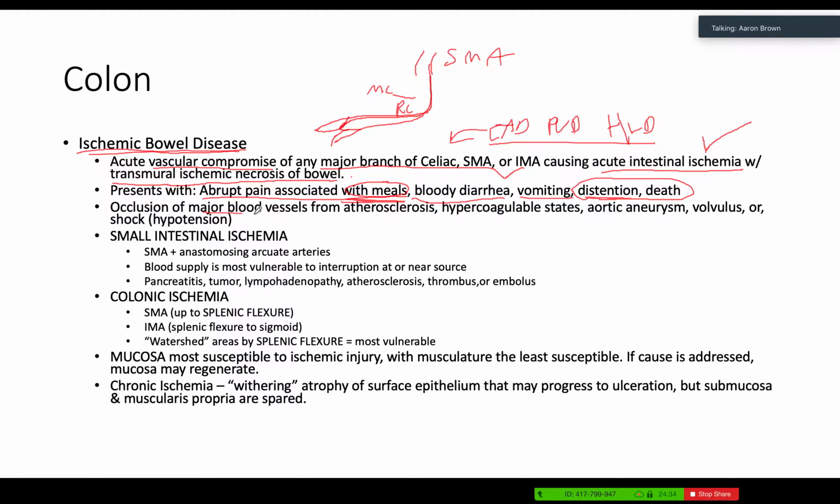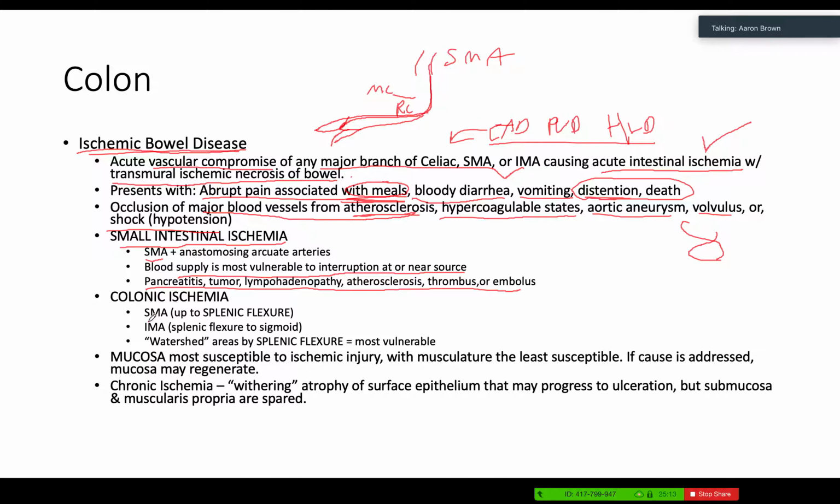We said that occlusion of major blood vessels typically comes from atherosclerosis. Any patient with hypercoagulability, aortic aneurysm, a volvulus where the part of the GI tract wraps around itself, which we talked about before, or shock hypotension. So you can have a small intestinal ischemia where it's due to the SMA obstruction. The blood supply is most vulnerable to interruption at or near the source. So this can be pancreatitis, tumor, lymphadenopathy, atherosclerosis, thrombus, embolus, a lot of different causes here. They're all going to kind of present in the same way.